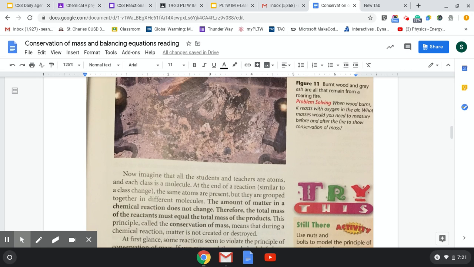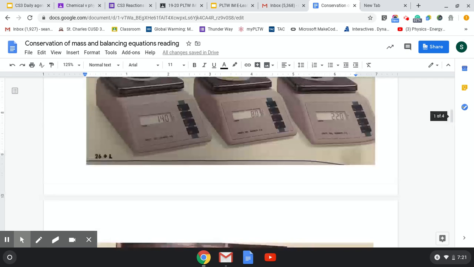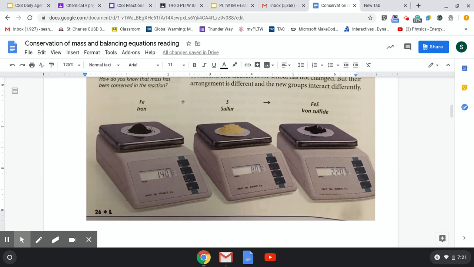So let's go back to this picture. Notice it said conservation of mass. So they have scales here which measure mass. We have iron on this scale, and iron is black like that. We always think of iron as being a shiny metal, but it does come that way.